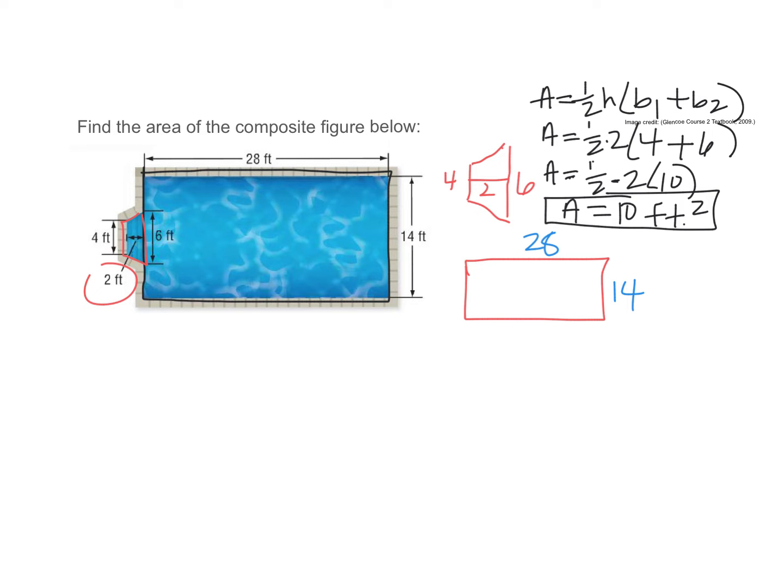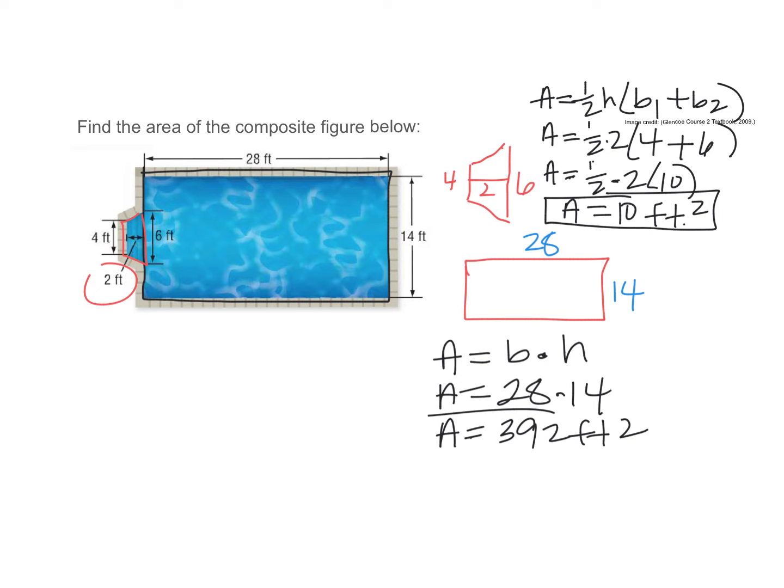Then we have the rectangle. Remember, the area of a rectangle or a parallelogram is base times height. So the area is 28 times 14. If I do 28 times 14, I get 392 feet squared.